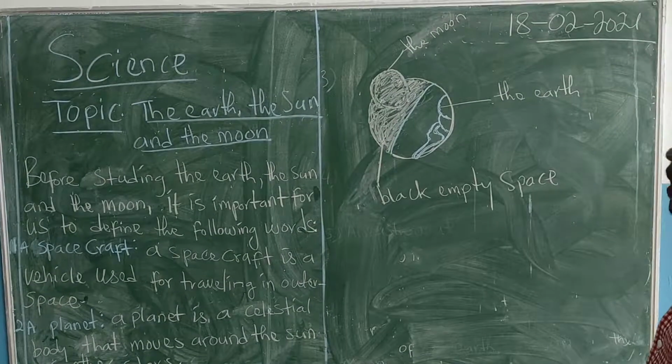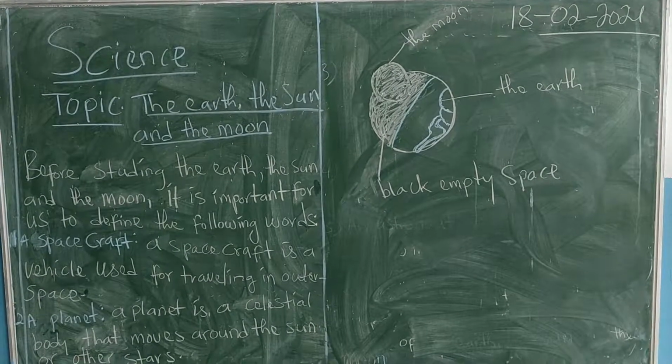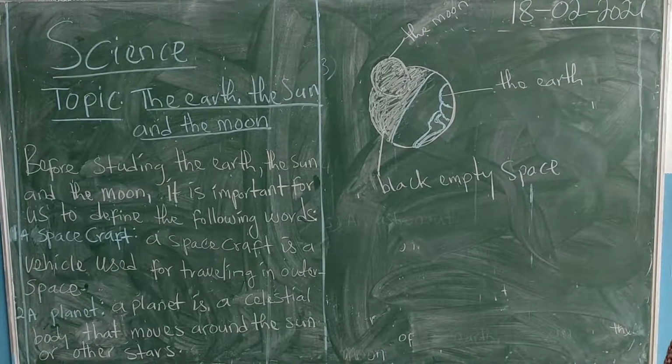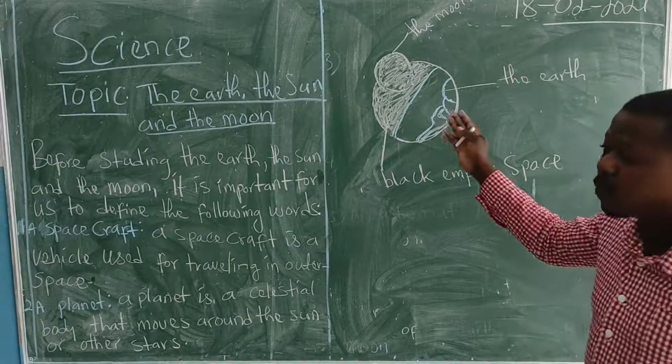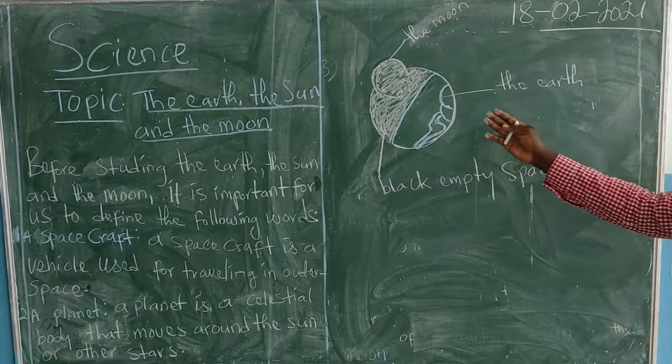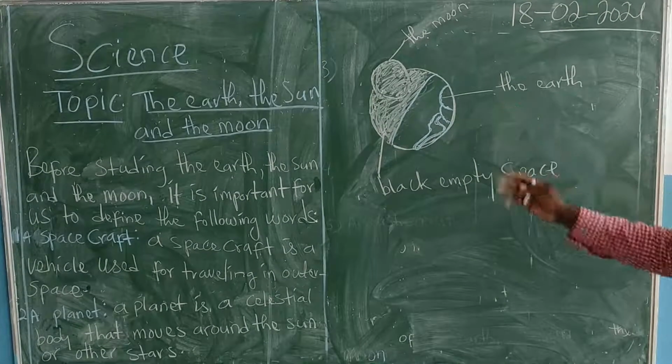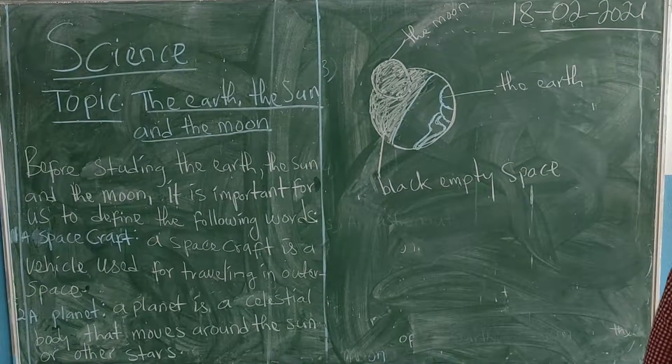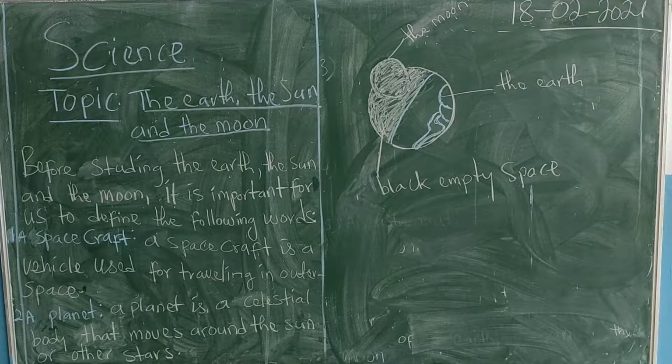He also explained from the picture that the Earth is a planet and it reflects light from the Sun. Planets reflect light, and the Sun is a star. The Sun is a star because it produces light.